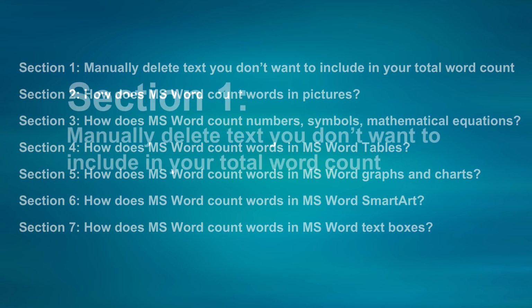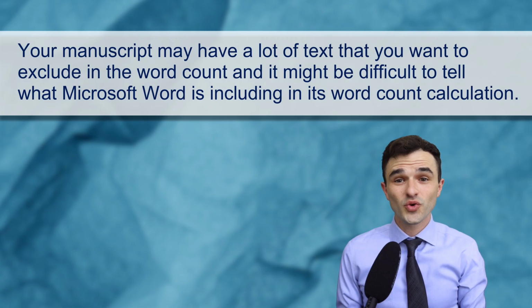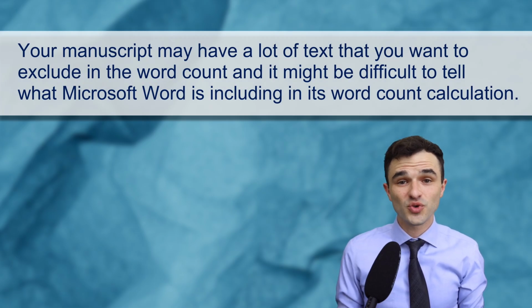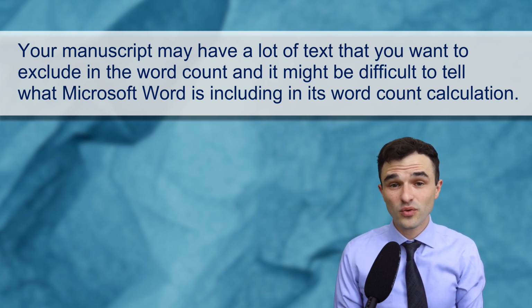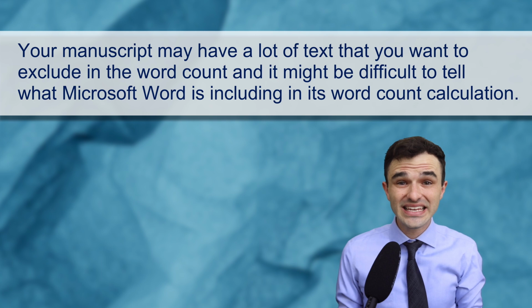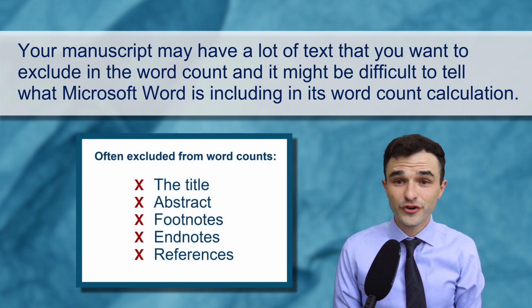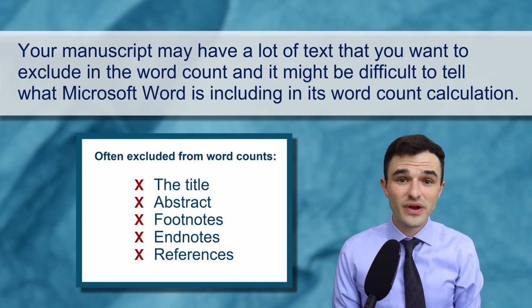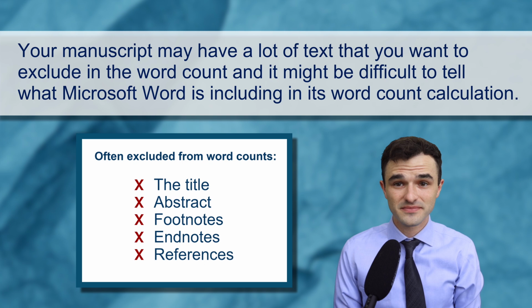Let's jump in. Section 1, manually delete text you don't want to include in your total word count. Your manuscript may have a lot of text that you want to exclude in the word count, and it might be difficult to tell what Microsoft Word is including in its word count calculation. The title, abstract, footnotes and endnotes, and the reference section often need to be excluded in word counts.